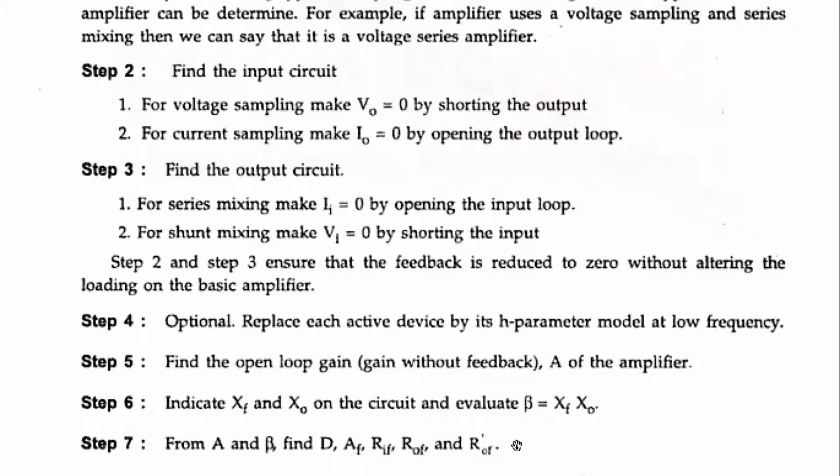Then once we find beta, we find AF, the gain with feedback. For voltage series, it is A by 1 plus A beta. So everything we can write in terms of A and beta. Once we find A beta, we can find all this. D is simply 1 plus A beta. Either the gain is multiplied by 1 plus A beta or divided by 1 plus A beta, isn't it? That is the reason we call 1 plus A beta a different variable D.